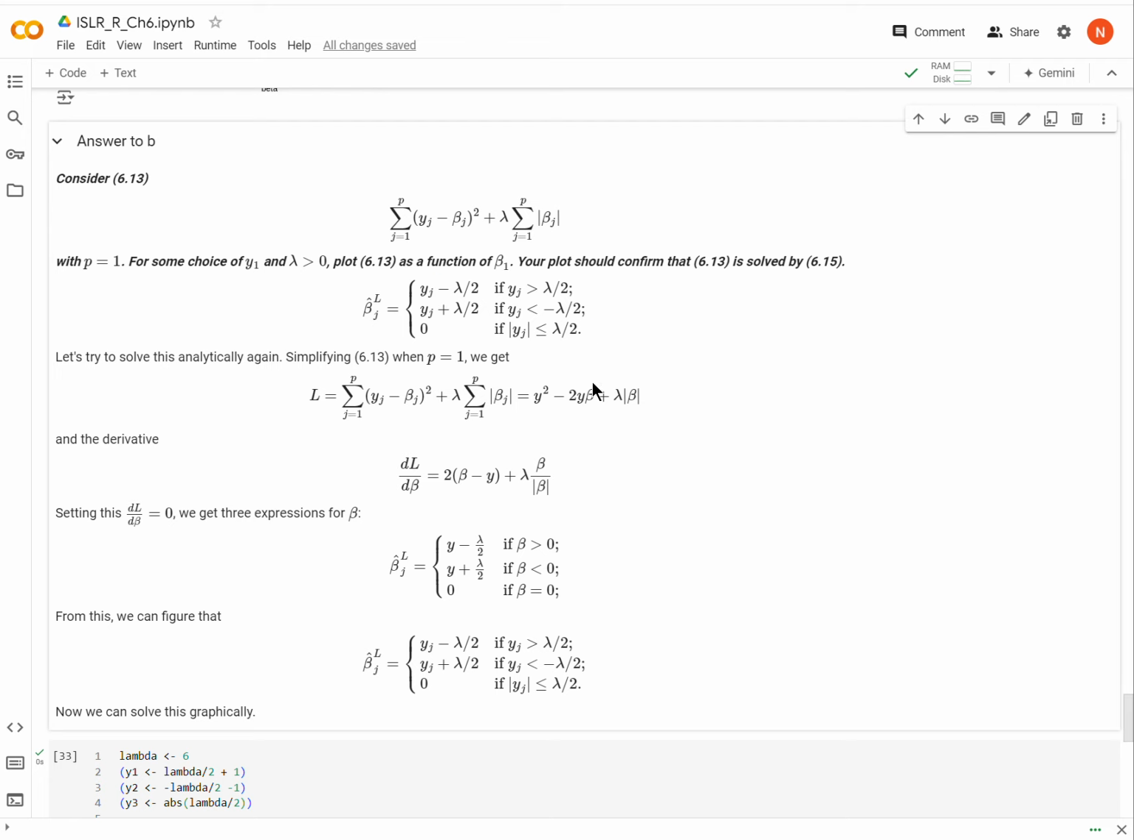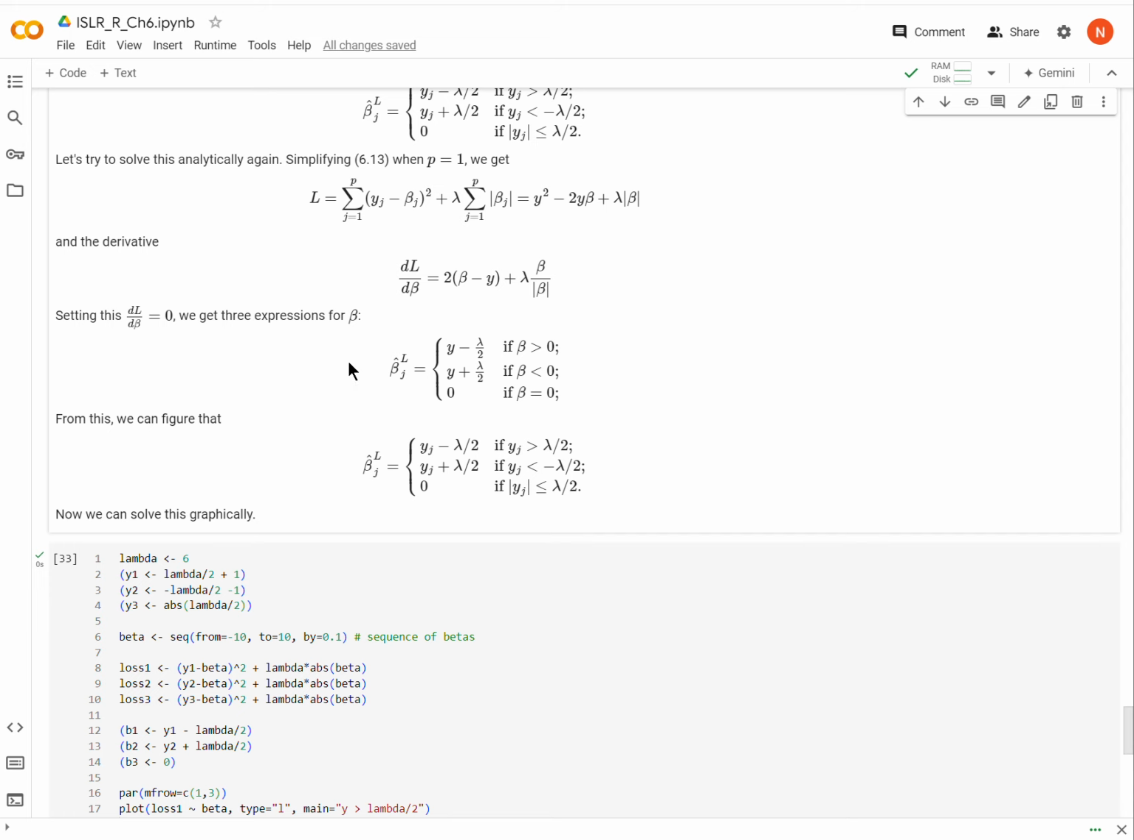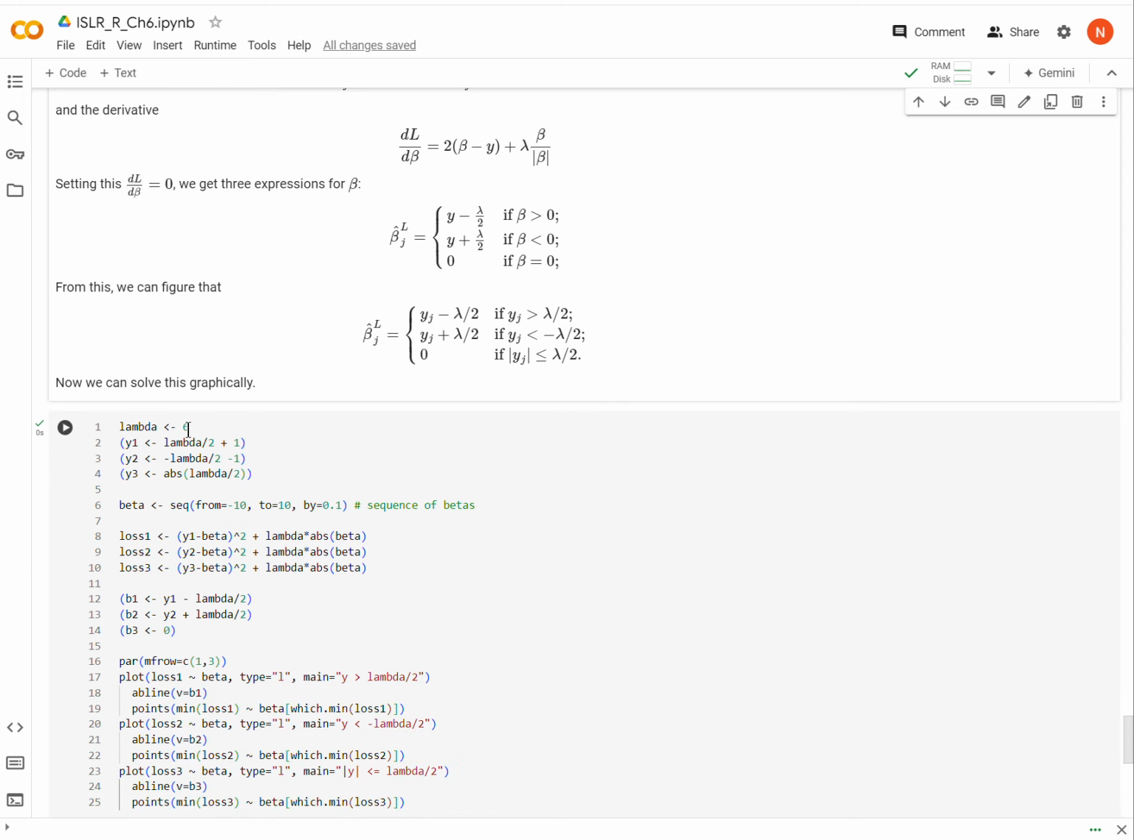Okay, so we've solved it analytically, and so now we're going to graph this. I'm arbitrarily picking a lambda, and then I'm picking a y value that is necessarily greater than lambda over 2, so I divide lambda over 2 and add 1. Now I'm picking a y value that is necessarily less than negative lambda over 2, and now I'm picking a value where y is equal to the absolute value of lambda over 2.